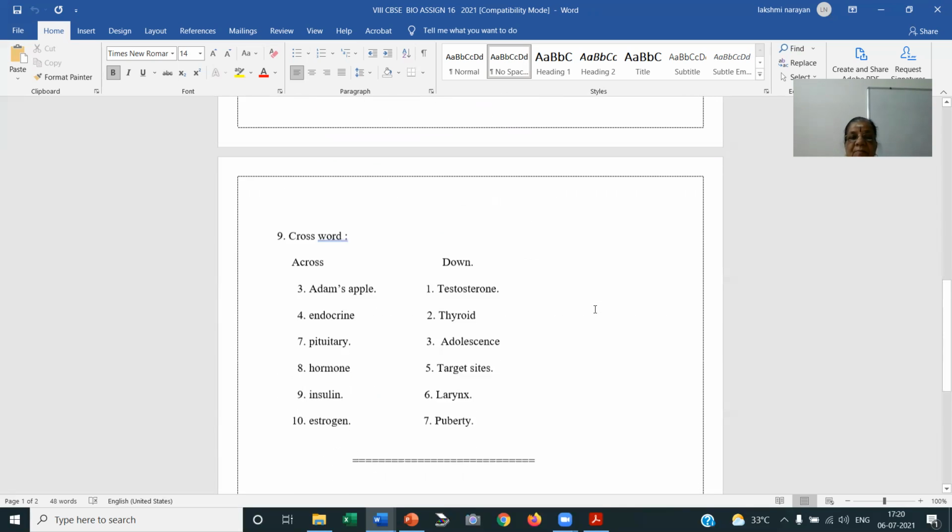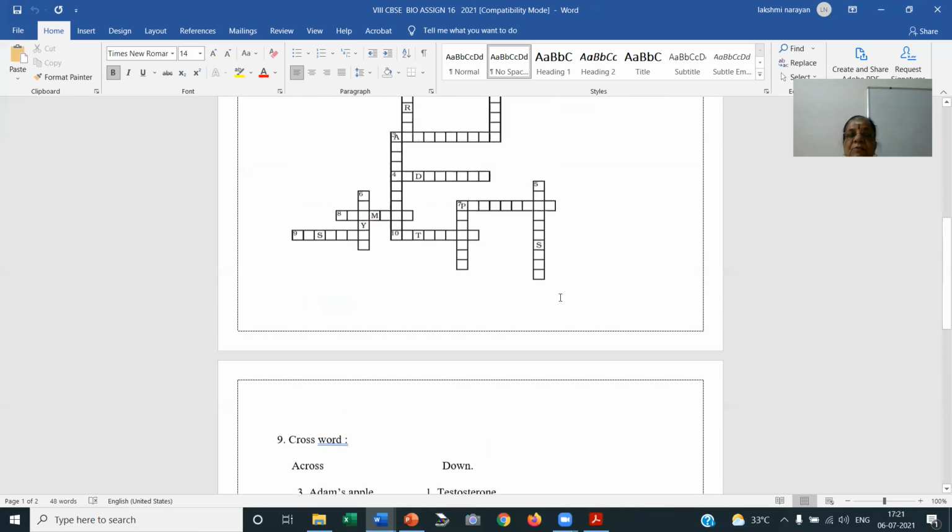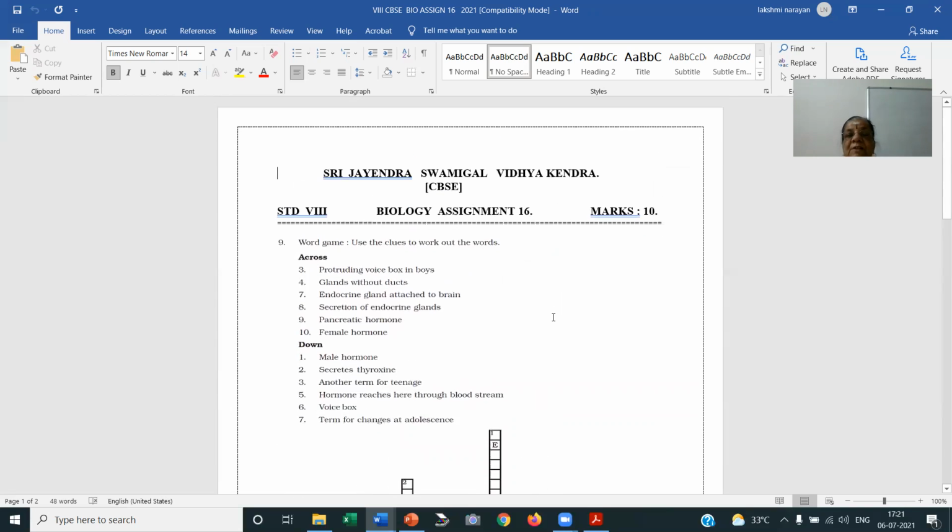I hope you are listening. So the answers across: Adam's apple, endocrine, pituitary, hormone, insulin, estrogen. Whereas down: testosterone, thyroid, adolescence, target site, larynx, puberty. So this is the crossword puzzle that we are learning. This is video number 16, where we are doing the last part of the assignment discussion. I hope you have understood.